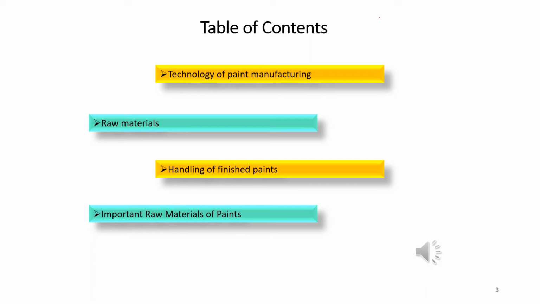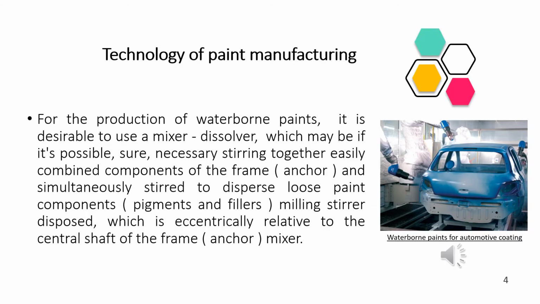So in this lecture you will learn about the technology which is used in the manufacturing of paints, what the raw materials used in the manufacturing of paints are, and how to handle the finished paints. Technology of paint manufacturing. So which technology is involved in the manufacturing of paint? How are paints produced? What is the production of waterborne paints?